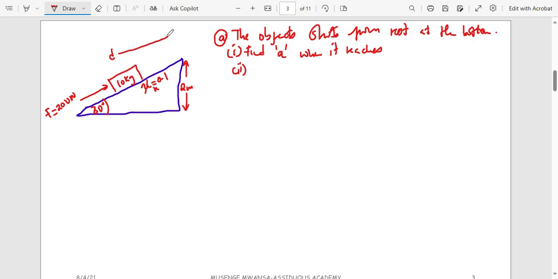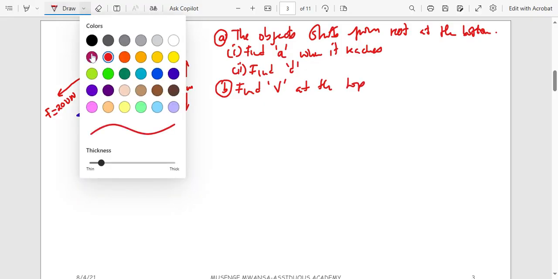In physics, we don't use d for distance, we use s. Let me just put d. So find d. That d is the distance of the entire incline. Say part B of the question is find the final velocity v at the top of the incline. Okay, so these are the 3 questions that we have.